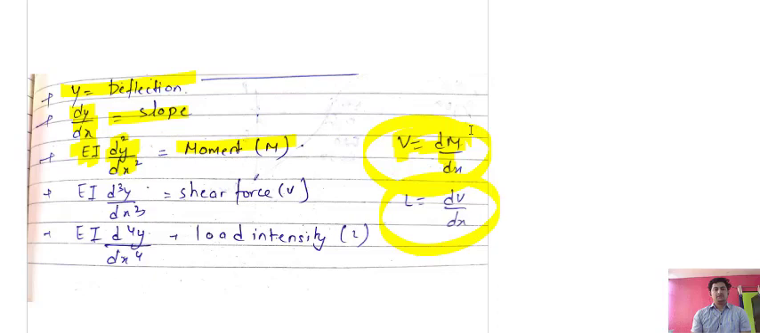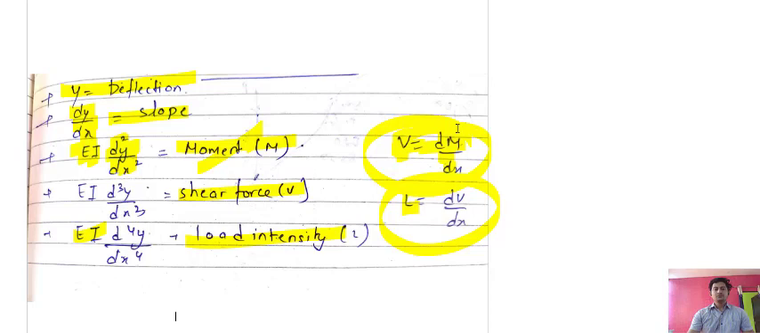And load intensity is dV by dx. From here, when you know the moment equation is this, and V, the shear force, is equal to dM upon dx, it will be EI d cube y upon dx cube, that is equal to shear force V, and EI d4 y upon dx4 equal to load intensity. So these are the terms that you must know.